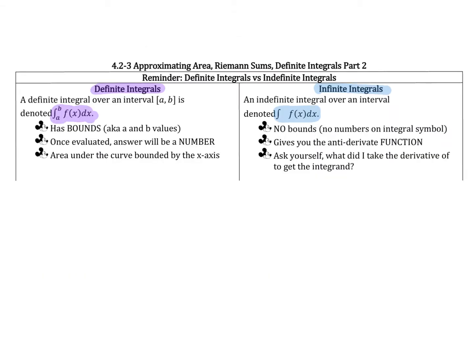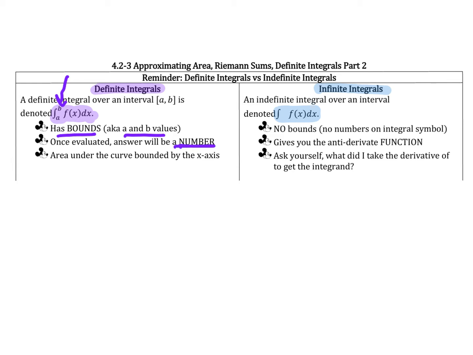Okay, so here on the left-hand side, we have definite integrals. A definite integral, some key features about it. A definite integral has bounds, meaning that it has an a and a b value. It has bounds that show up on the actual integral, one on the bottom, the lower bound, and one on the top, the upper bound. When we evaluate a definite integral, our answer is going to be a number.